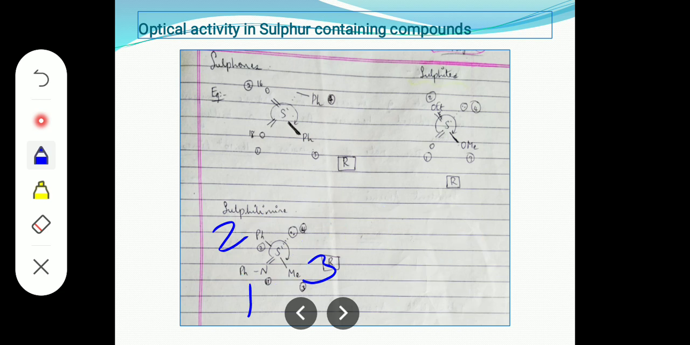So this was all about the chirality or optical activity of sulfur containing compounds. Thank you very much.